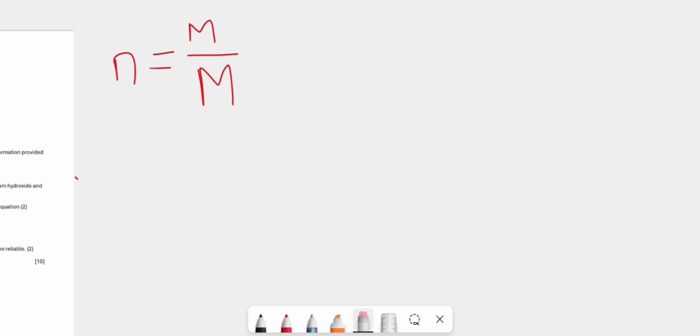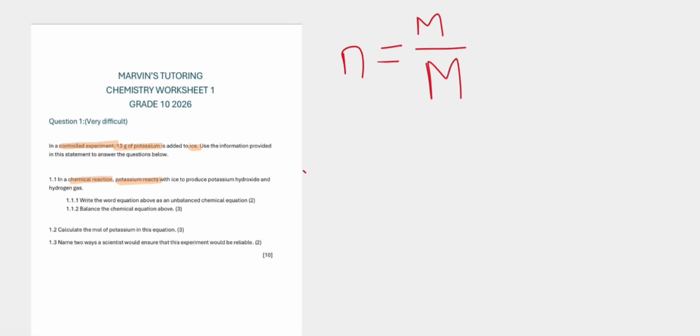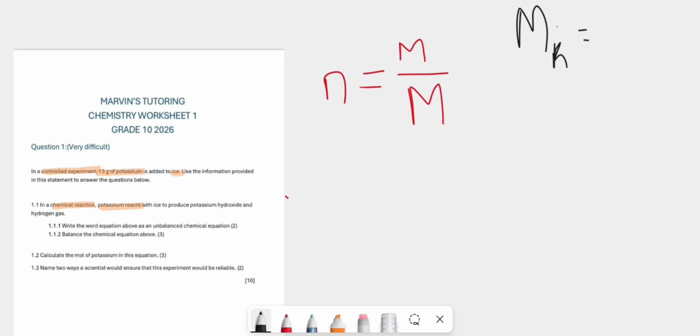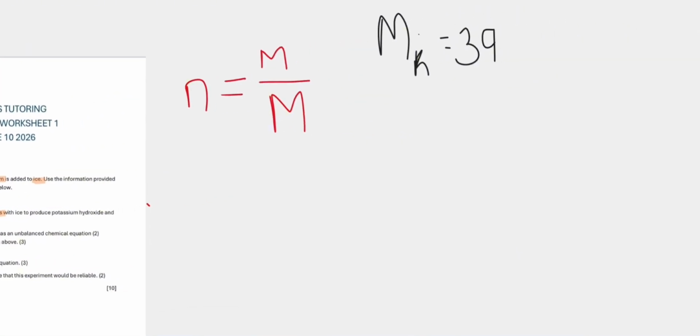Now, because we're going to use this one, let's look at what they give us in our question and statements. They say potassium. Now, if you look properly, potassium on the periodic table has a molar mass of 39 grams per mole.